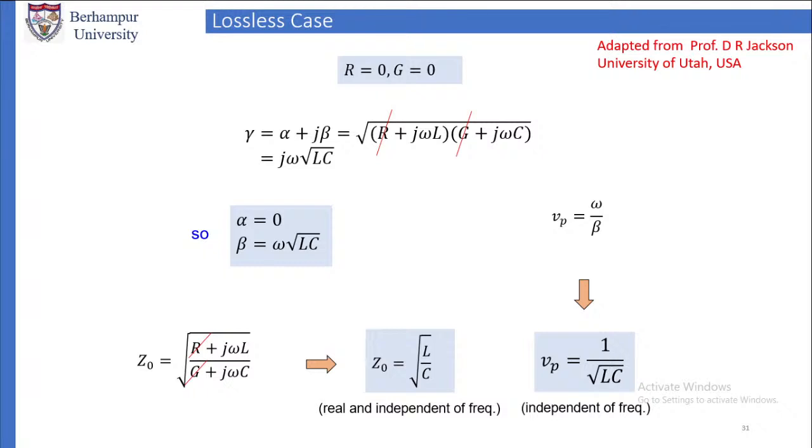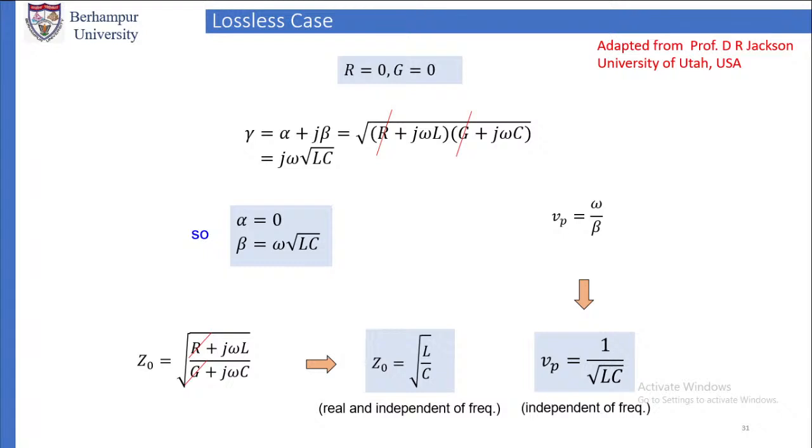If you put R is equal to 0, G is equal to 0, then gamma, which is equal to alpha plus j beta, on that expression becomes j omega root over of LC, which means alpha is equal to 0. Because it is only the imaginary part, there is no real part in gamma, it has only imaginary part. So alpha is equal to 0 and beta is equal to omega root over of LC.